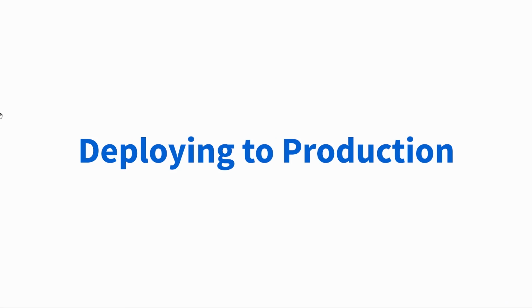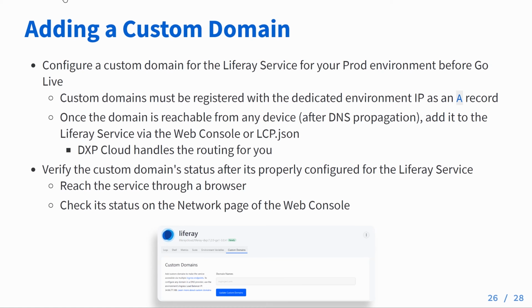Next, we'll be deploying to production. We want to configure a custom domain for the Liferay service for our production environment before the go-live. Custom domains must be registered with the dedicated environment IP as an A record. Once the domain is reachable from any device after DNS propagation, we can add it to the Liferay service via the web console or lcp.json.